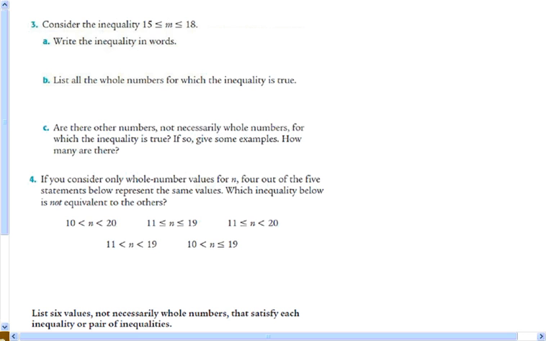Consider this: the inequality 15 is less than or equal to m is less than or equal to 18. Write this in words. So the way I would write that is, instead of m, that actually is a bunch of numbers. So I'm going to say all numbers that are greater than or equal to 15 and less than or equal to 18.